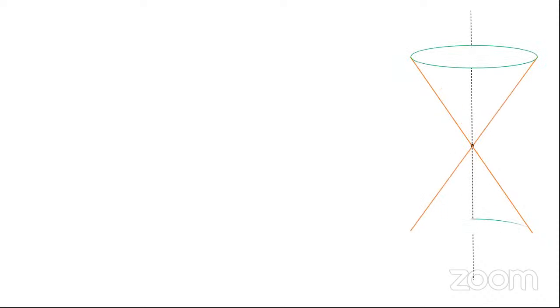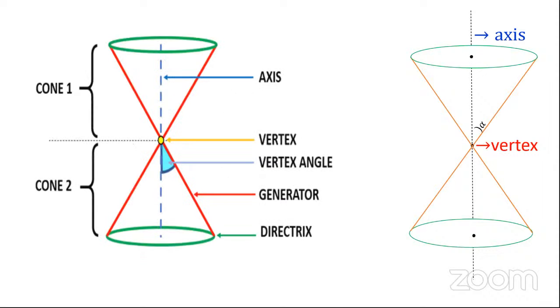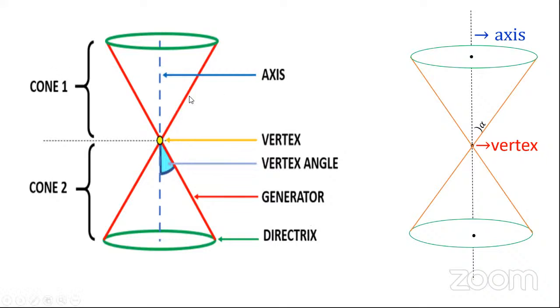Observe this figure, students. This is already in the conic section, but once again I'm repeating it. This is the axis, this is the vertex, this is the vertex angle with the axis. These red lines are called generators, and this is the directrix. Here I'm cutting with a plane. What do I mean by conic? A double napped cone cut with a plane is called a conic.